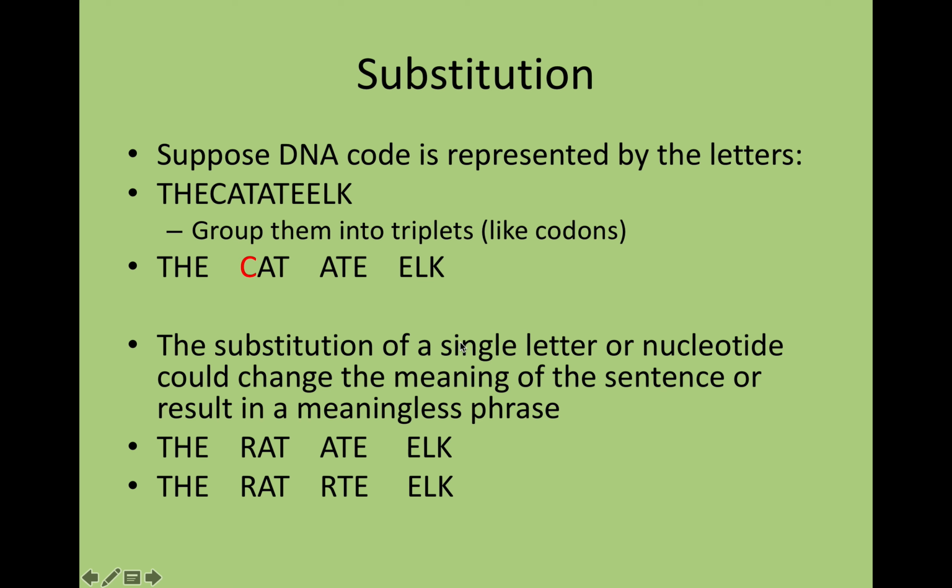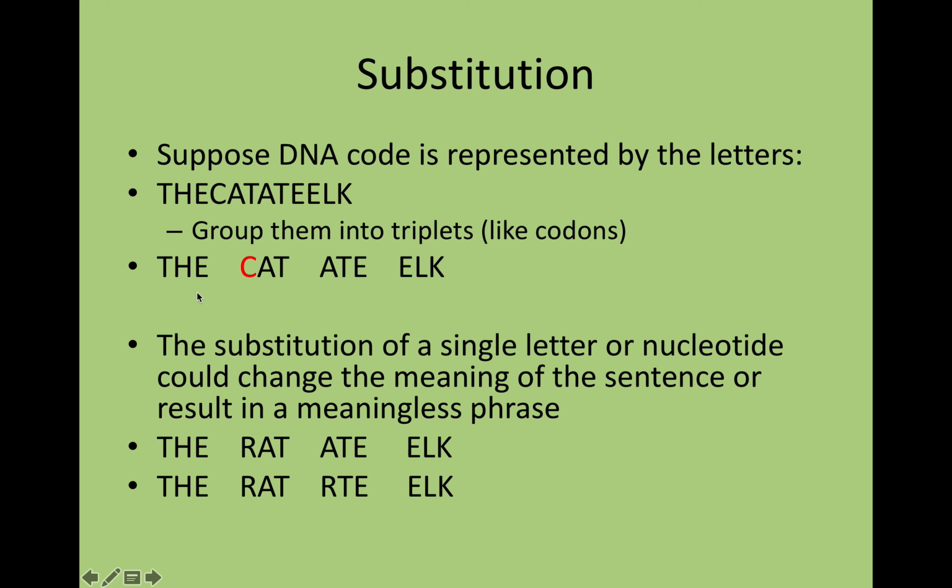So if we substitute a single letter or nucleotide, we can change the meaning of that phrase. Again, assuming these are A's, T's, C's, and G's in a nucleotide sequence, if we change the C here to an R, we now change the meaning of the sentence. It's not the cat eating elk, it's the rat ate elk. And then again, if we change a random letter, substituting one letter for a different one, we make that phrase basically meaningless. So this is what can happen in DNA during DNA replication.